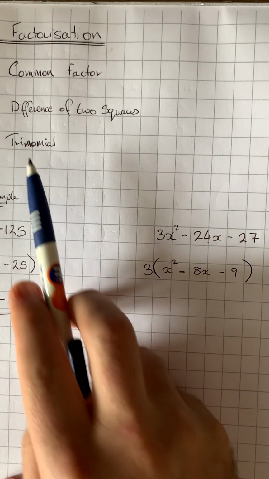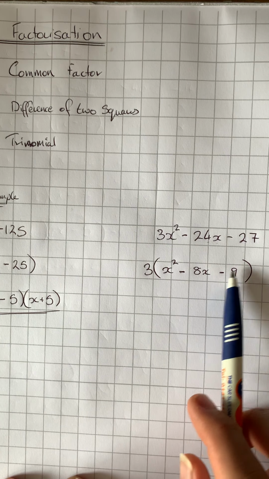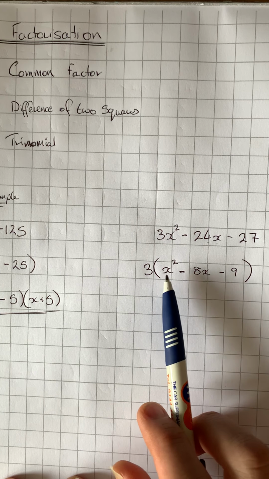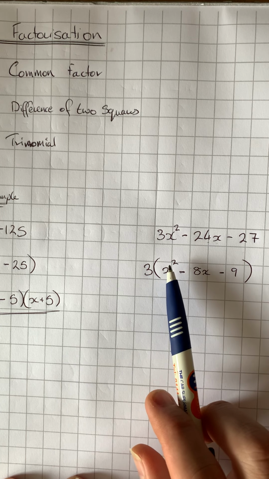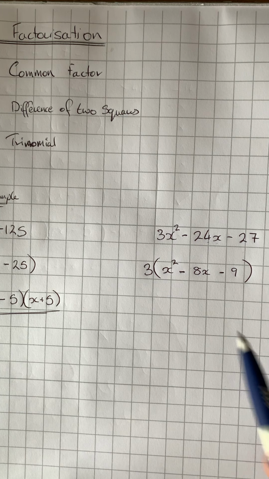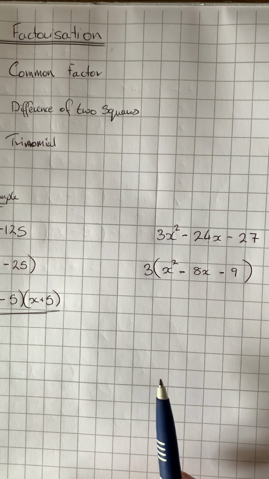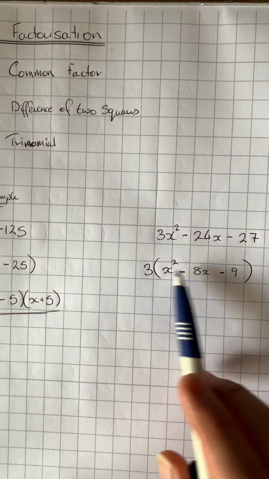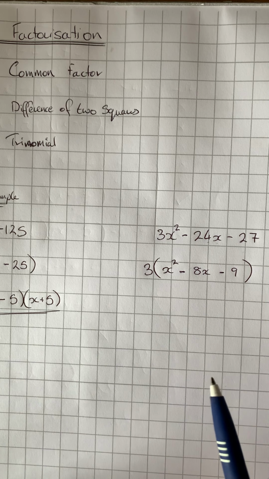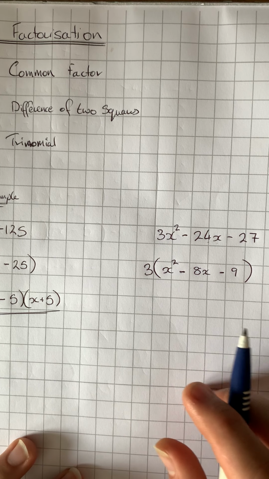The next thing we look for is a difference of two squares. This isn't a difference of two squares because, first of all, we've got 3 parts to it. Technically 2 parts are squared, but we've got this thing in the middle we have to deal with. So it's not going to be a difference of two squares. It is a trinomial because we can see it's an x squared, an a, a b, and a c, and so we'll factorise it that way.